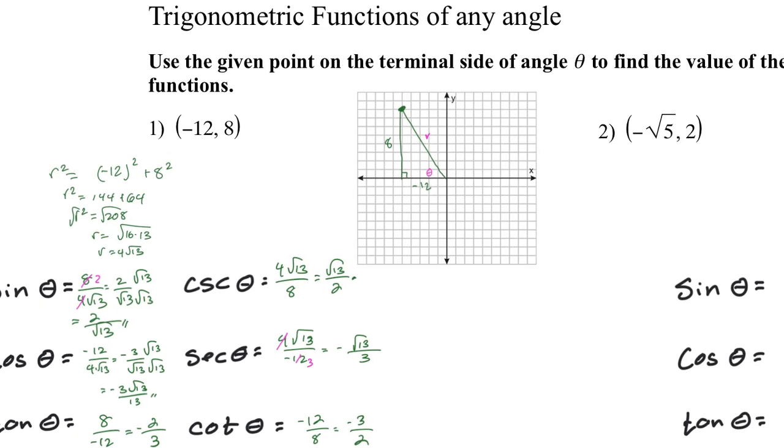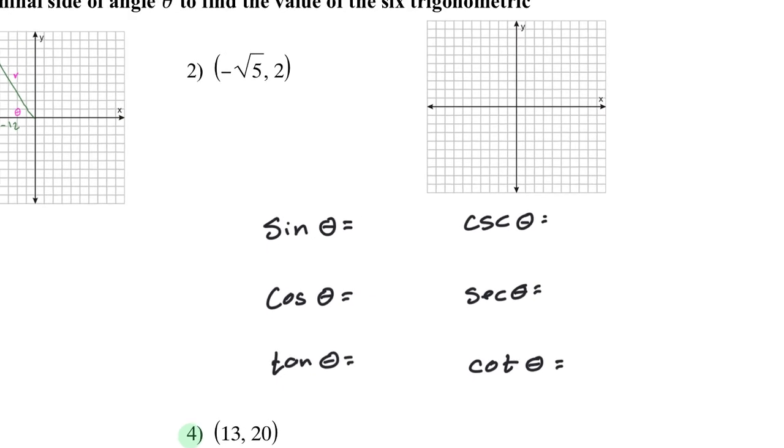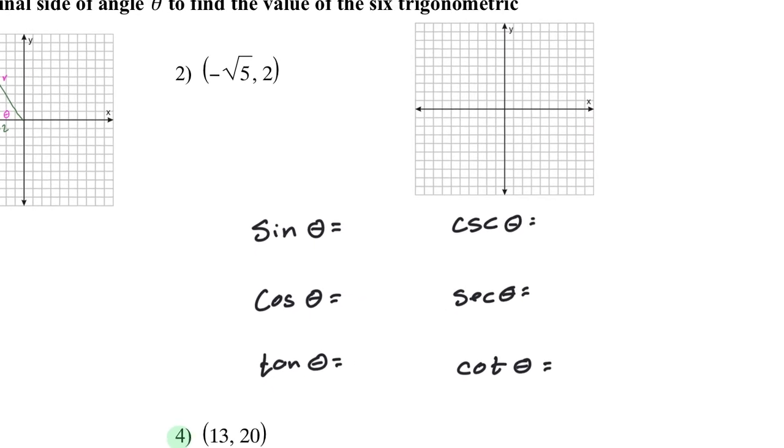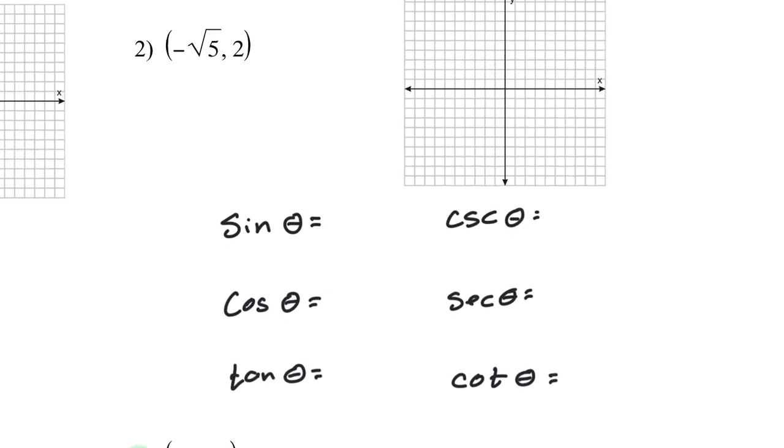Let's see number 2. Again, I'm going to start by finding r. So r squared equals negative square root of 5 squared plus 2 squared. So this is going to be 5 plus 4. That is 9. And then the square root on both sides, r equals 3. So again, sine is y over r. So it's 2 over 3.